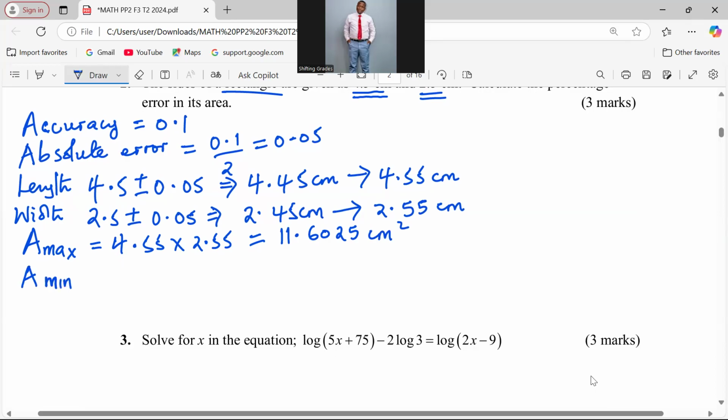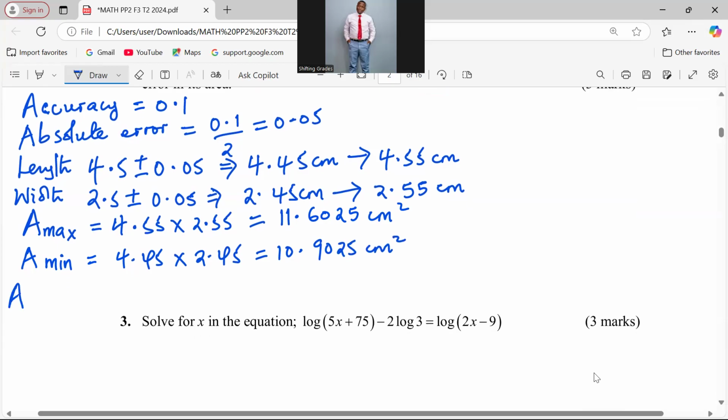Something else that we're supposed to know is that we can also calculate area minimum by taking the lower limits multiplied, 4.45 multiplied by 2.45, and this gives us 10.9025 square centimeters.